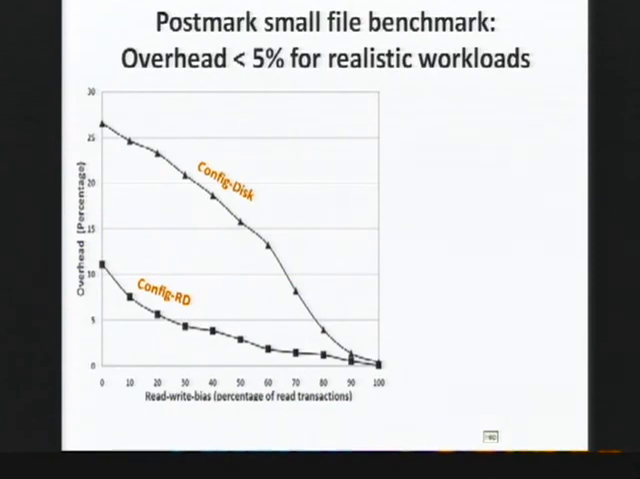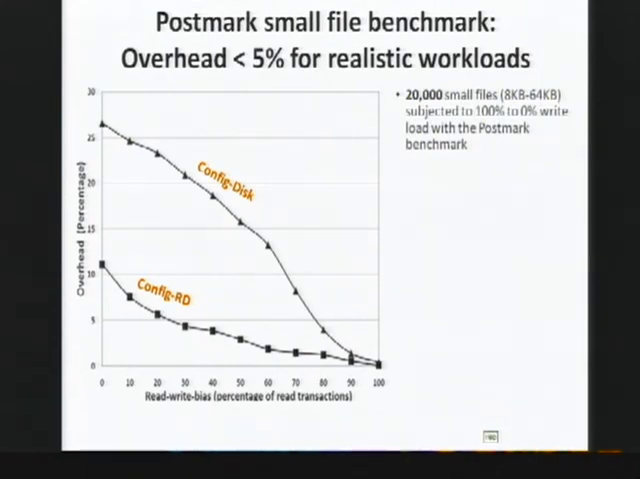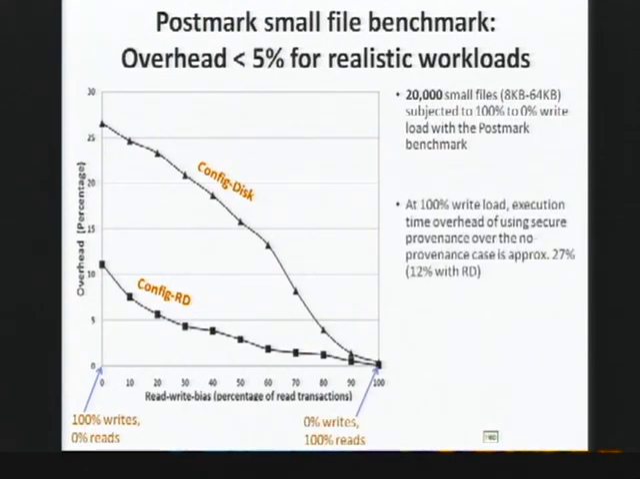So first, let's see the Postmark numbers. Postmark, as I said, is a benchmark for small files, and we ran Postmark with 20,000 small files, really small, 8 kilobytes to 64 kilobytes, and we varied the read-write bias, that is the percentage of read transactions. On the left side of the screen, you'll see the case where all the transactions are writes. And on the right side, you'll see the case where all the transactions are reads, no writes, everything is reads. And we measured the runtime overhead.